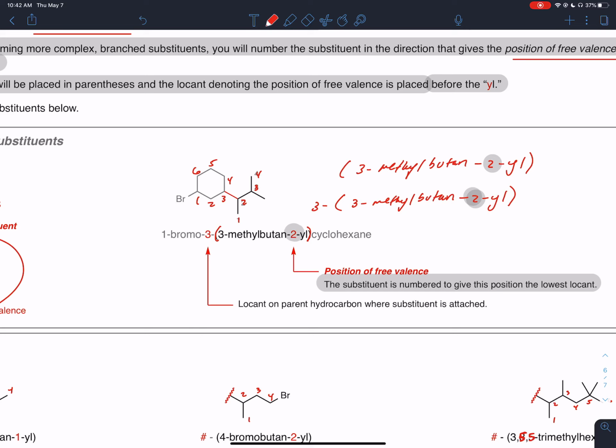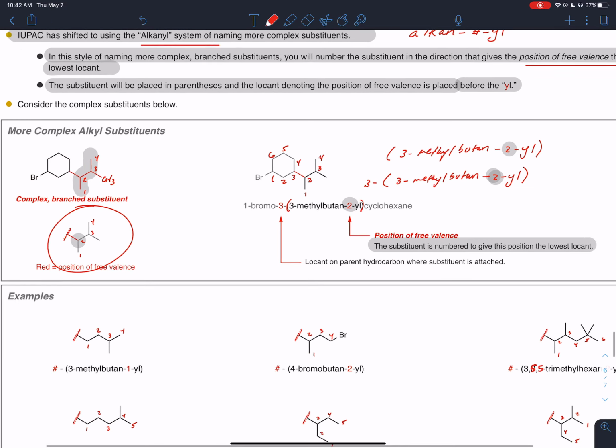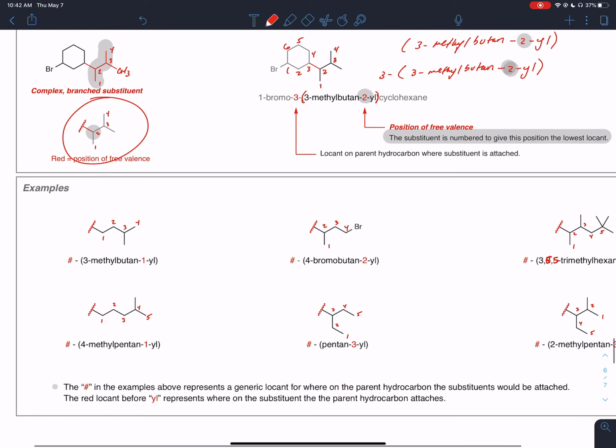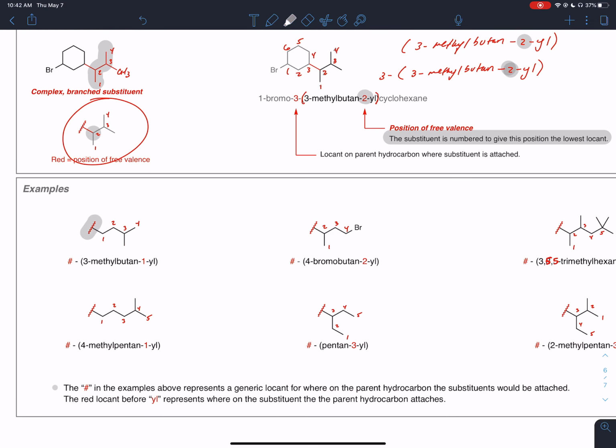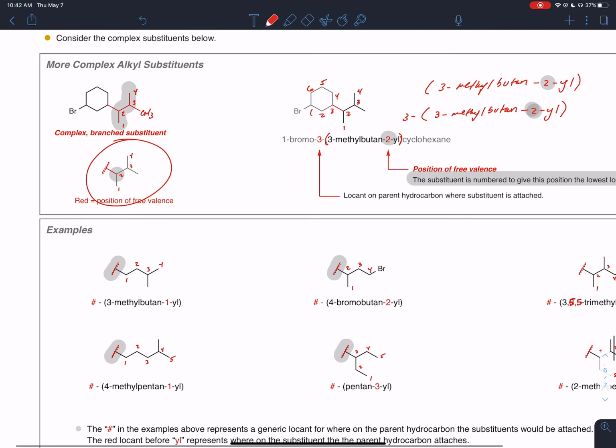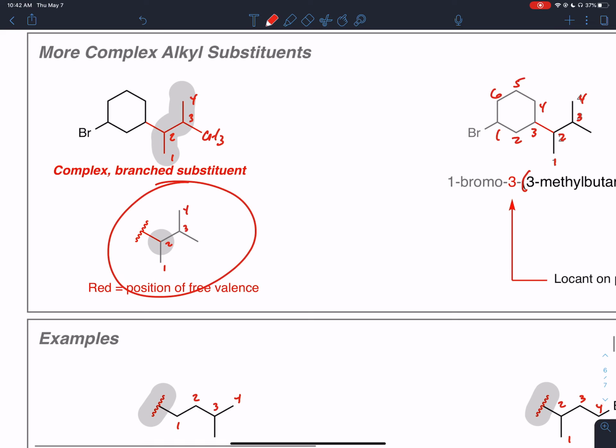Okay, so we're going to go over a couple more examples here to really hone this style of nomenclature, because it certainly is confusing at first. And again, this dashed line is essentially showing where we would connect to the parent hydrocarbon. Take a second to visually process this above. I circled here our complex substituent, and that dashed position is essentially where we're connecting to that parent hydrocarbon.